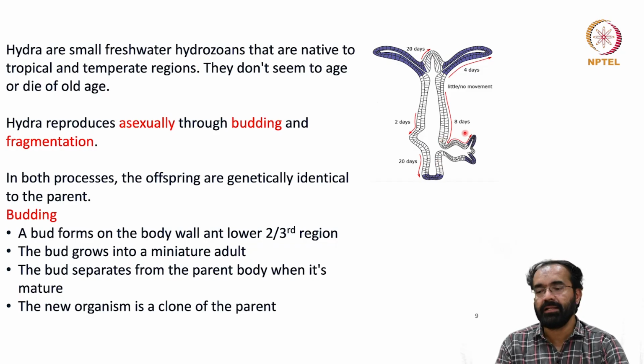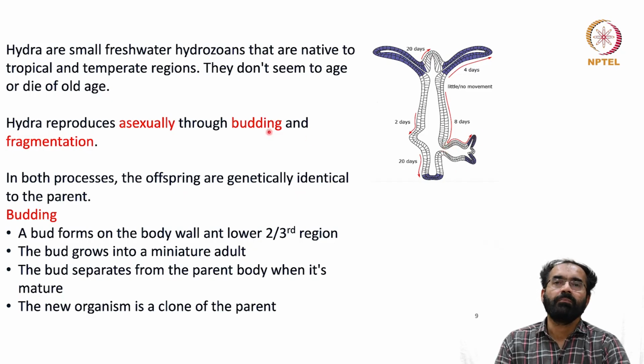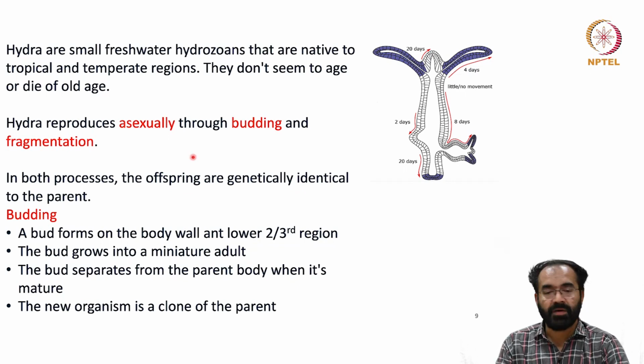This we have seen in the earlier classes also, this picture. So here the budding occurs, and this is one of the most prominent asexually reproducing mechanisms of Hydra. In both the processes, the offspring are genetically identical to the parent.